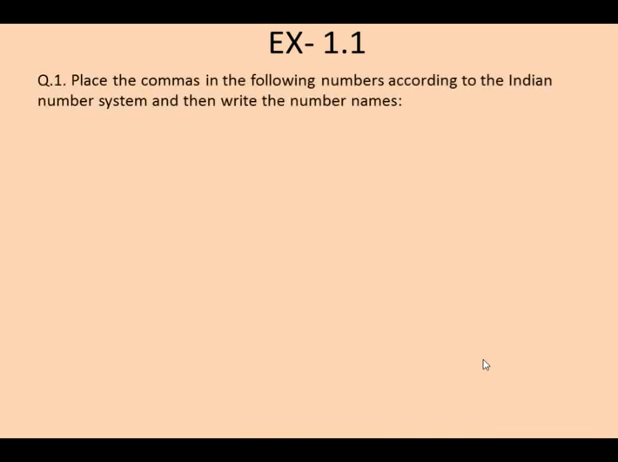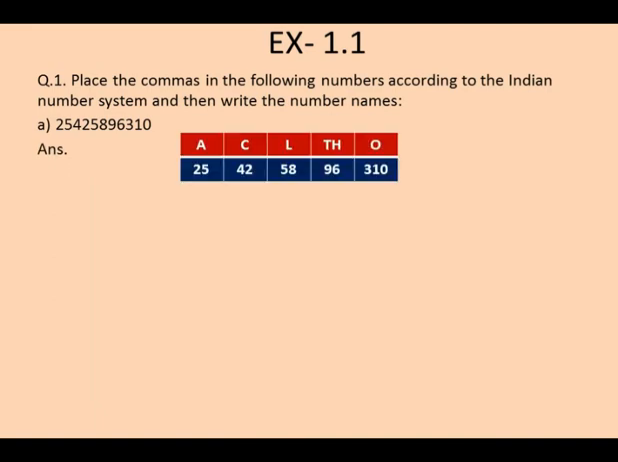Then we come to exercise 1.1. Here we have been given question number 1. Place commas in the following numbers according to the Indian number system and then write the number names. So we have been given the digits, so we have to place the commas, then we have to write the number names. As we have already discussed, we need to take the tabulation of the place value chart.